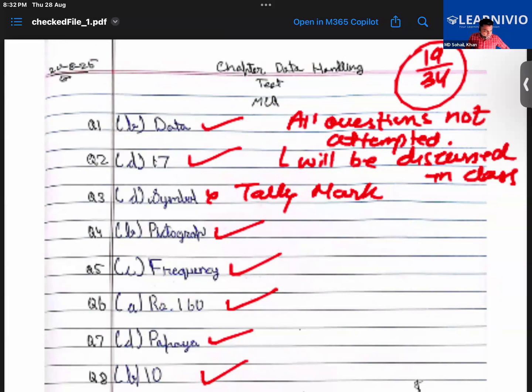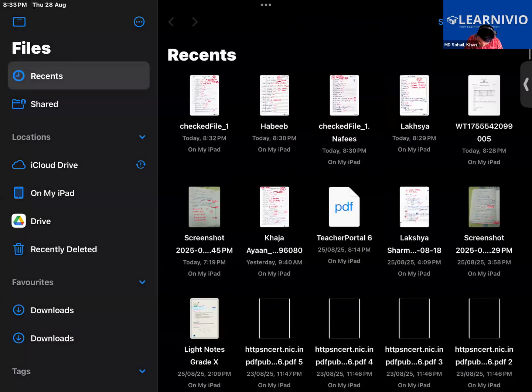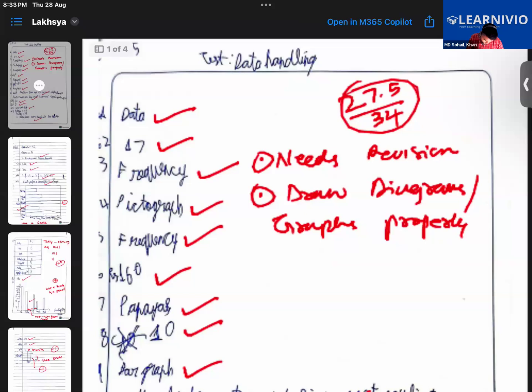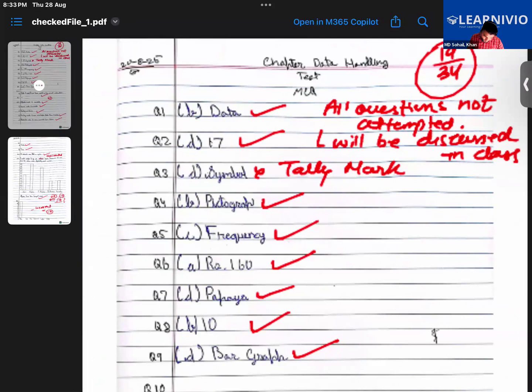Okay. All right. So recently, you guys have given tests of two different chapters, right? One was pattern mathematics, and the other chapter was data handling. So today I'll be discussing your answer sheet for the chapter that was this one, data handling. Okay, I hope it is visible.